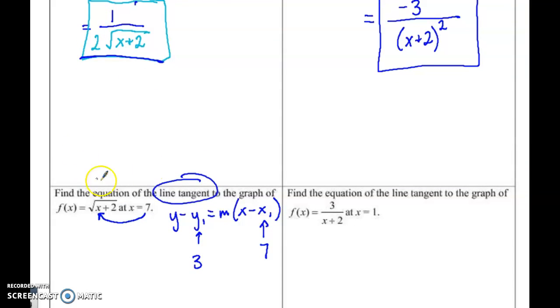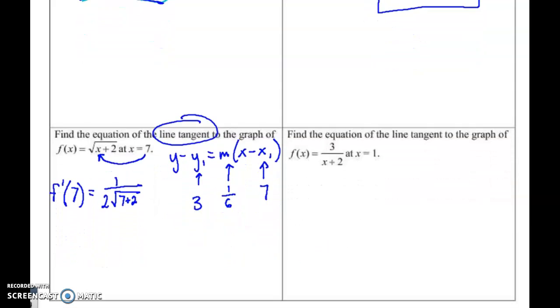So in order to find the slope, we just write it this way. F prime and replace x with 7. 1 over 2 square root of 7 plus 2. Well, it's pretty straightforward then. 7 plus 2 is 9. Square root of 9 is 3. Times 2 is 6. So the slope at this point is 1/6.